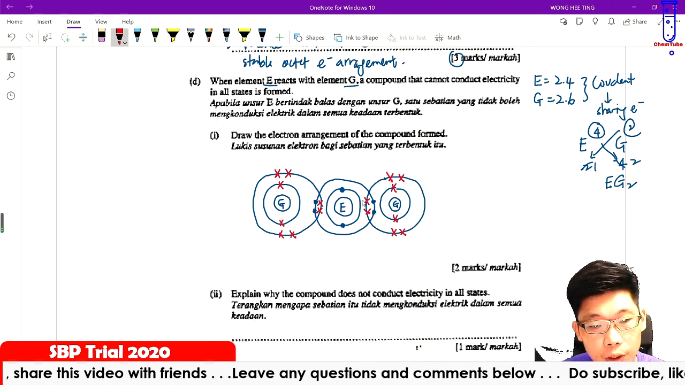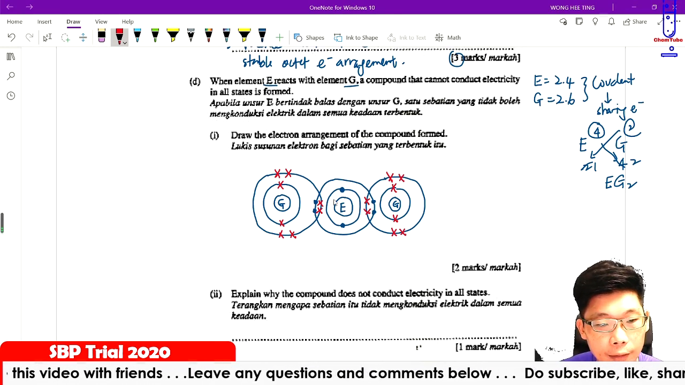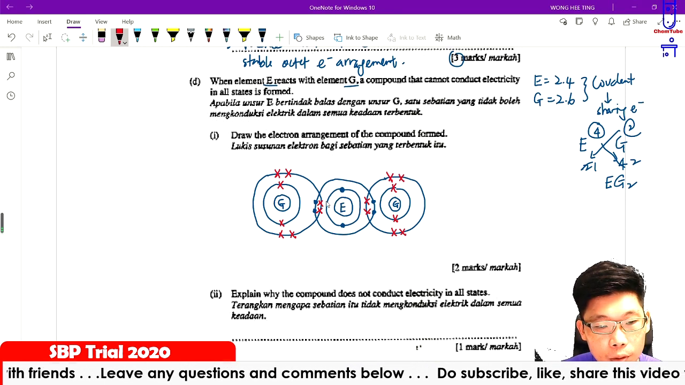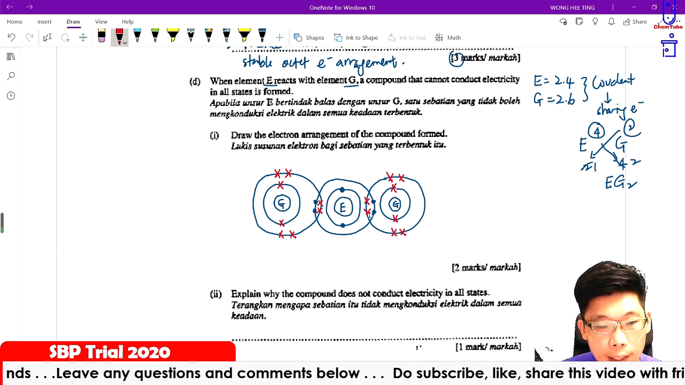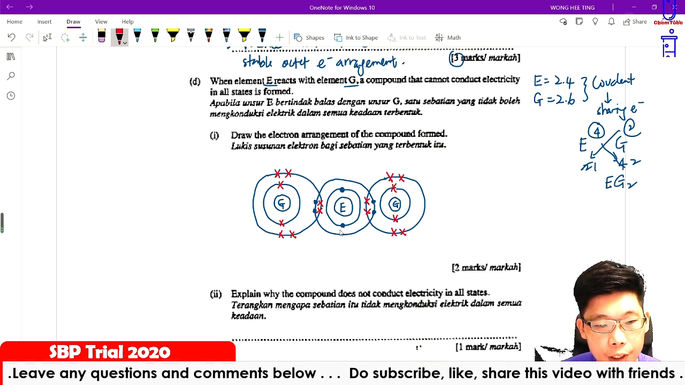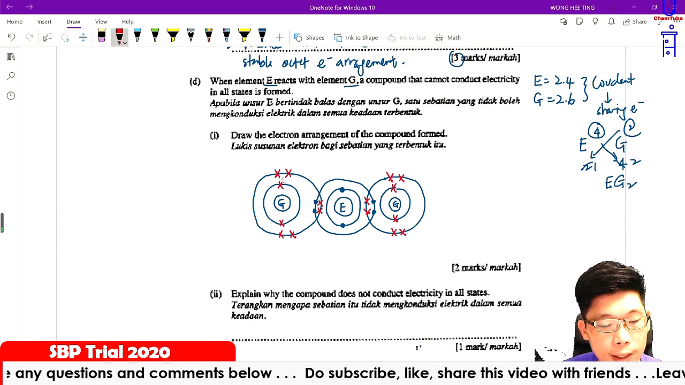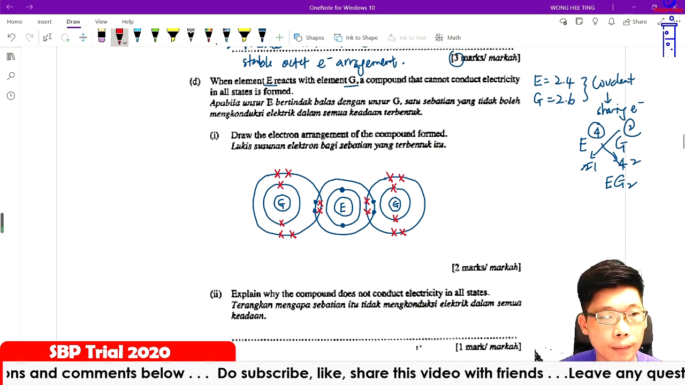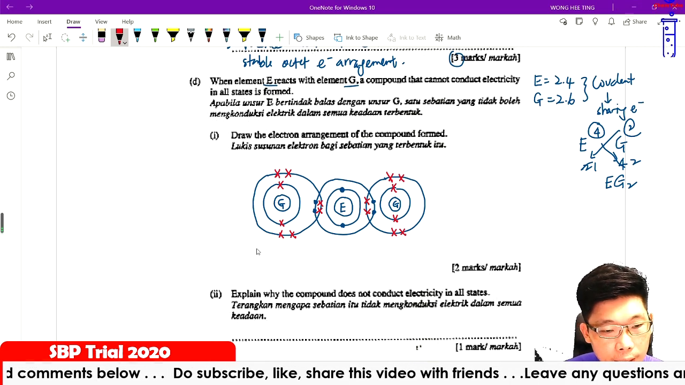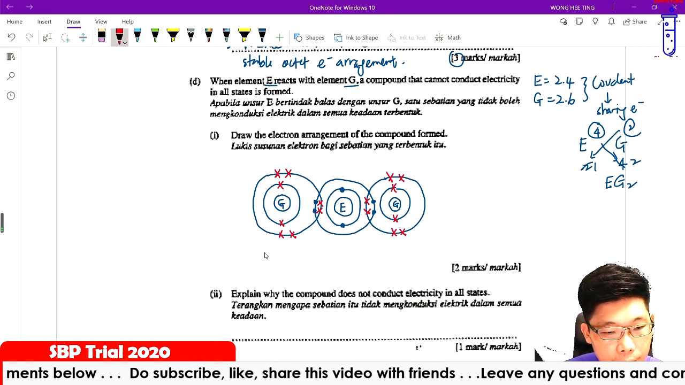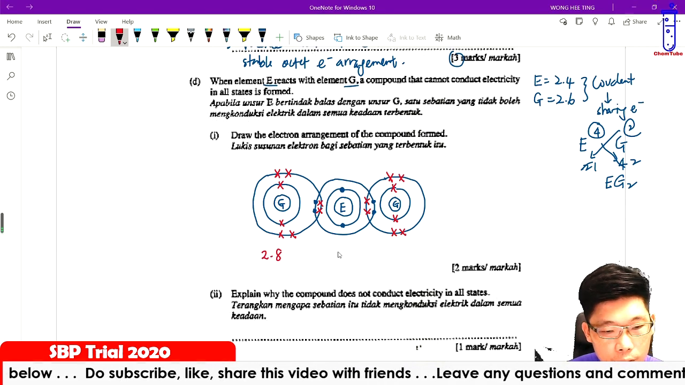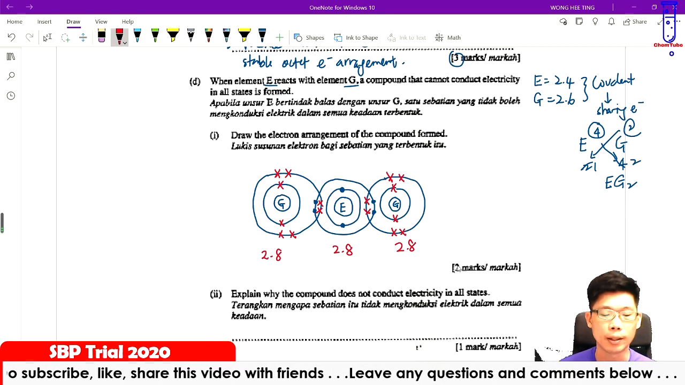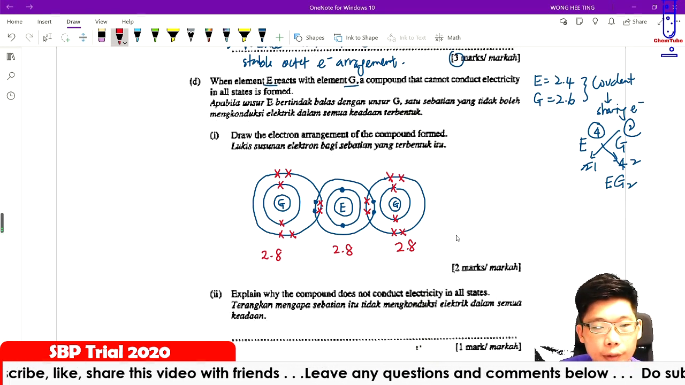So here we can see, after the sharing, the shell number 2 will be 2, 4, 6, 8. So octet electron arrangement. G also the same, 2, 4, 6, 8. So all of the atoms can achieve octet electron arrangement already. This is 2, 8. This one also 2, 8. This one also 2, 8. So by doing this, they will achieve octet electron arrangement.